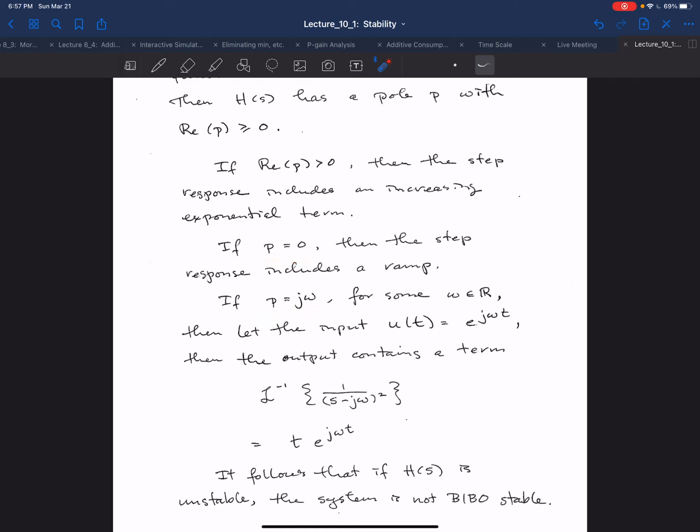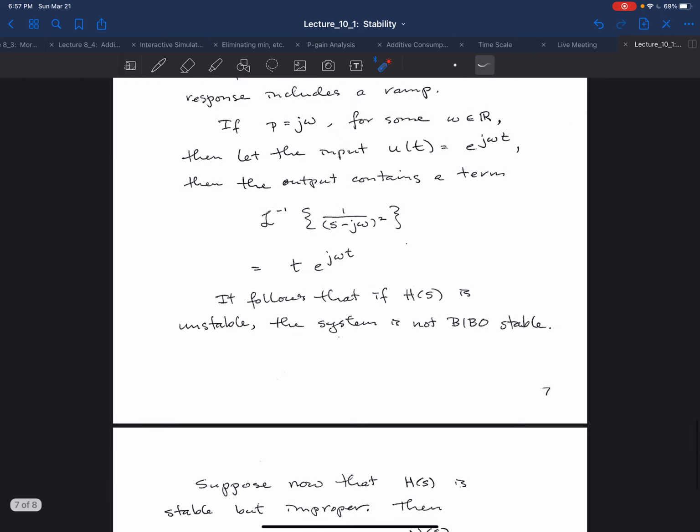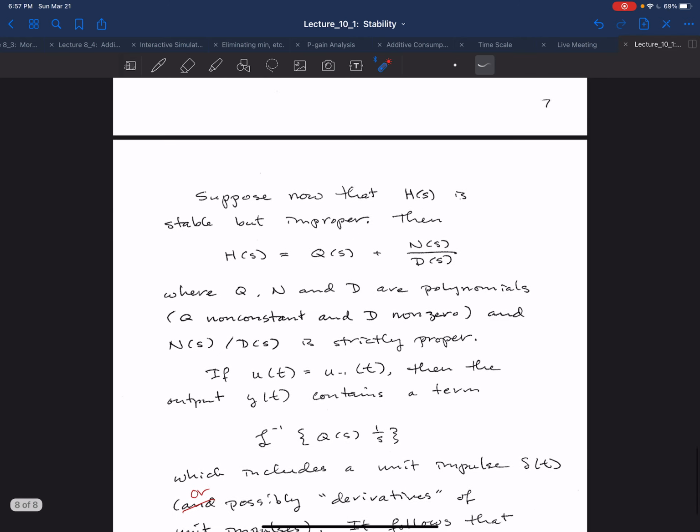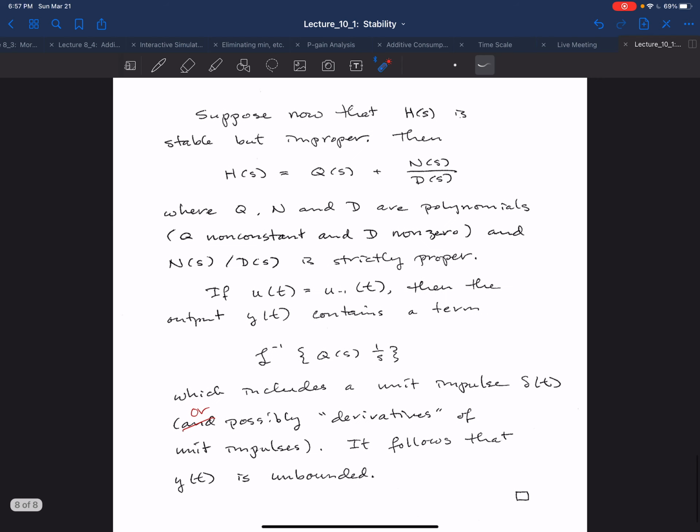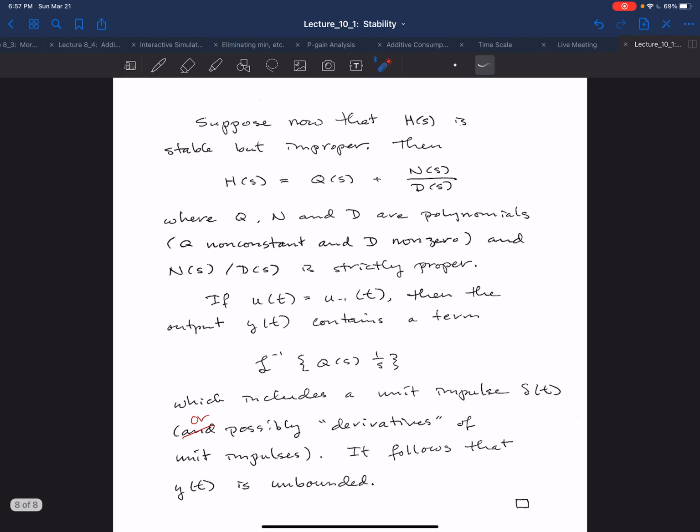And it shows that in all such cases, your system will not be bounded input, bounded output stable. In all those cases, there exists a bounded input that gives rise to an unbounded output. So for BIBO stability, the transfer function must be stable. Your system is BIBO stable only if the transfer function is stable. But we also need to show that the system is BIBO stable only if the transfer function is proper.